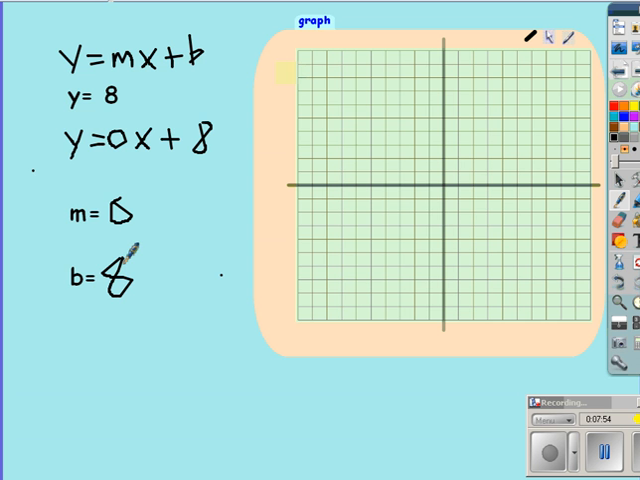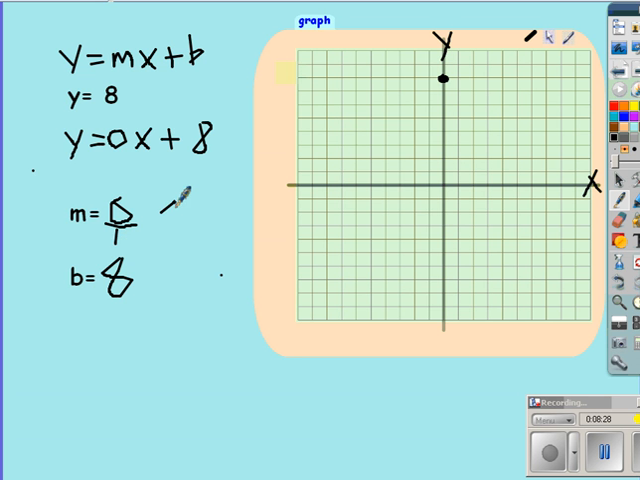Now to graph that, b is my y-intercept, so I'm going to go on my y-axis. I'm going to go up 8. 1, 2, 3, 4, 5, 6, 7, 8. There's my y-intercept. If my slope is 0, you've got 2 ways to look at this. If you remember that slope of 0 is always a horizontal line, you can just draw that horizontal line. But if we want, we can certainly make 0 into a fraction. 0 over 1. 0 is a whole number. Well, it's an integer anyways.